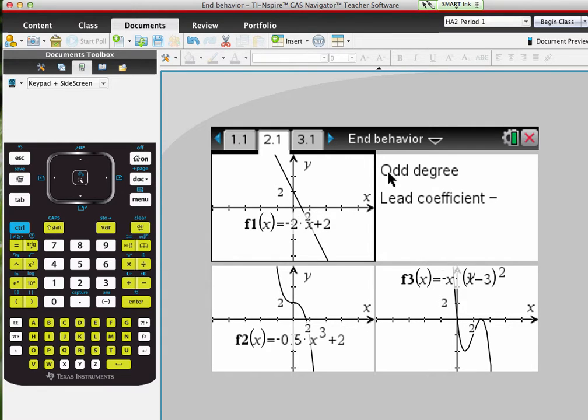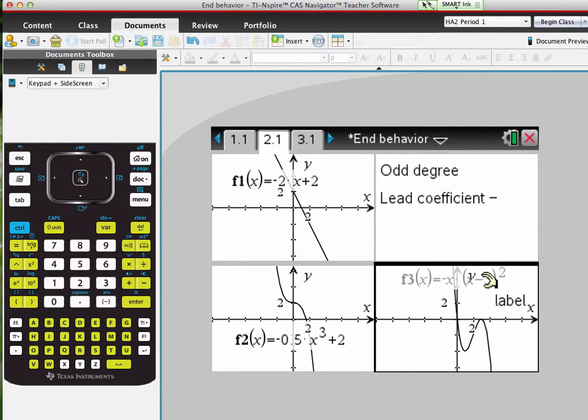Now, let's switch it up and have a negative leading coefficient. So this line has a slope of -2, so we feel like it goes downhill, or falls to the right, rises to the left. Here is a negative 0.5x cubed, so it is rising to the left and falling to the right in the same general shape of a negative sloped line.